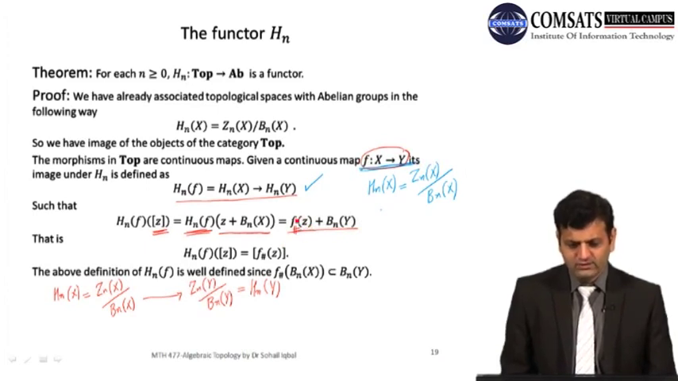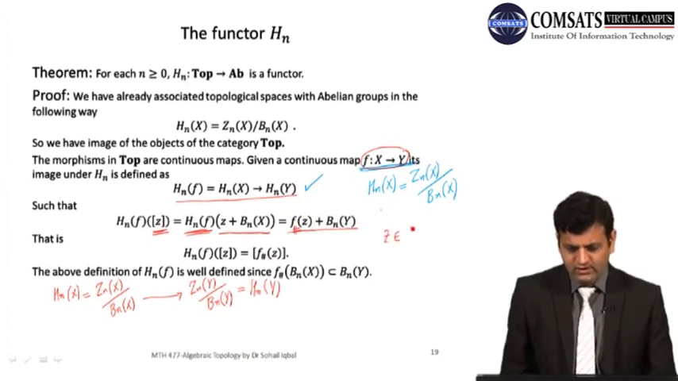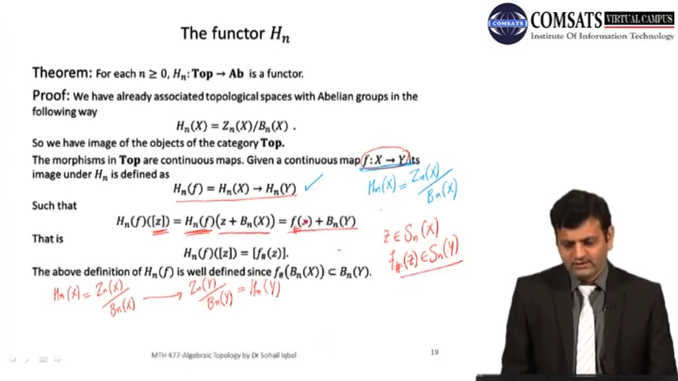So what is z? Basically z is an element of Sn(X), and when I calculate f hash of z, it is an element of Sn(Y). We have already seen this thing. So this is an element of Sn(Y), and I'm taking its class, which is basically a class in Hn(Y). So what is that class? The class of f hash z. Let's see how this map is well defined.